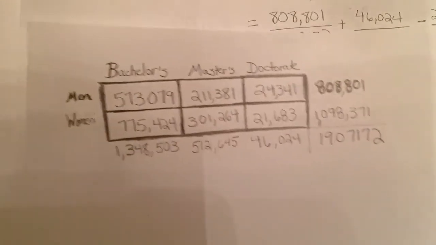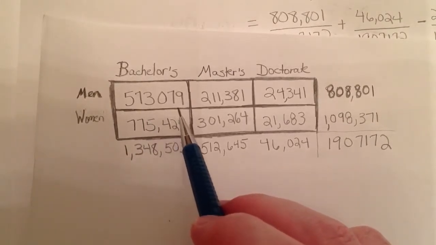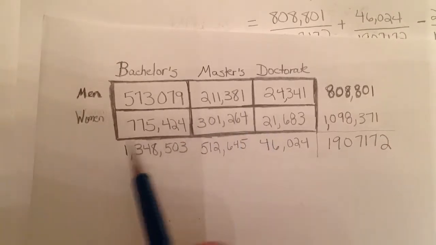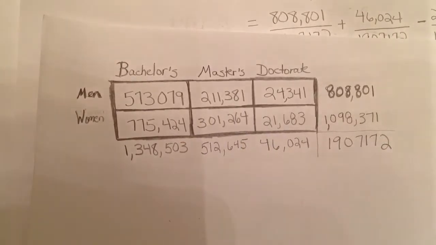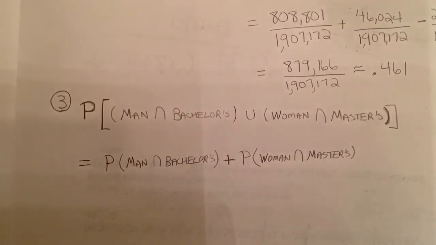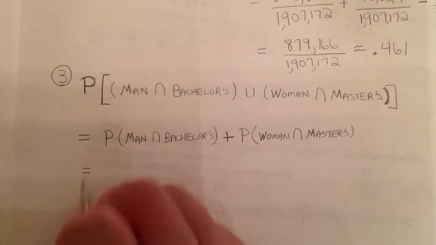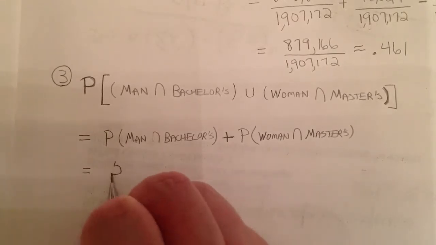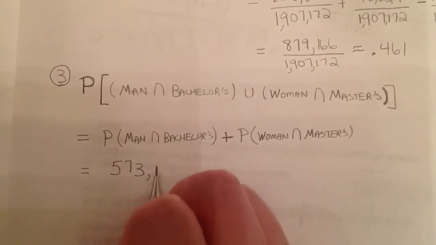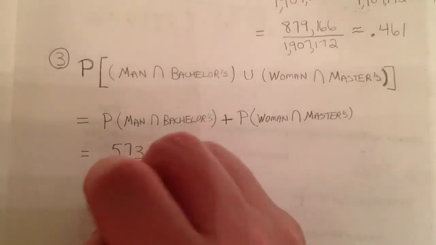Going back to the numbers here, men with the bachelor's, you have 573,079, and then women with a master's we have 301,264. So there is no overlap between the categories, and they are going to be mutually exclusive. And so, taking the numbers as they are, the probability that the recipient is a man with a bachelor's or a woman with a master's, we're going to add the probabilities for these possibilities together.